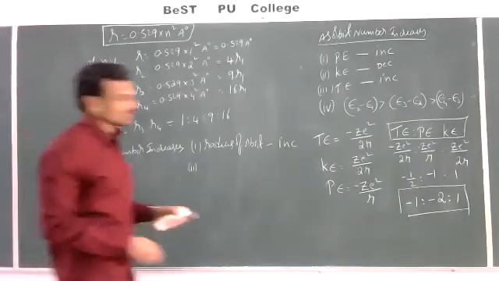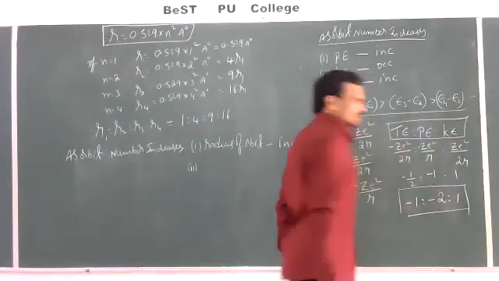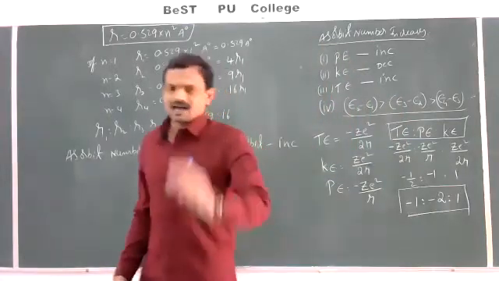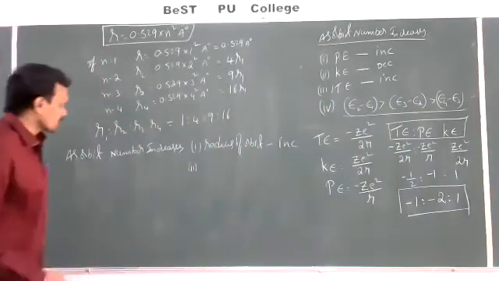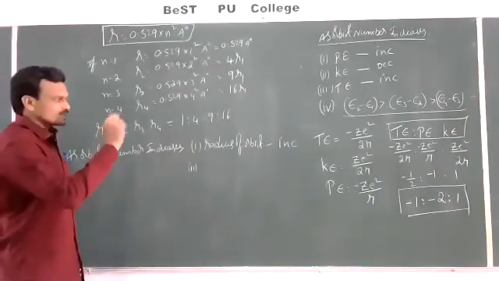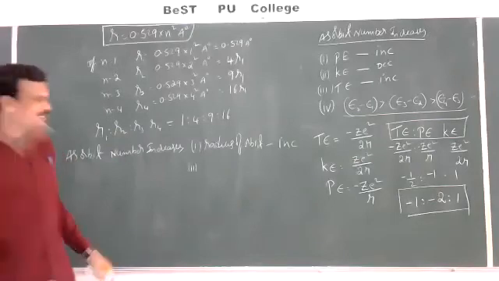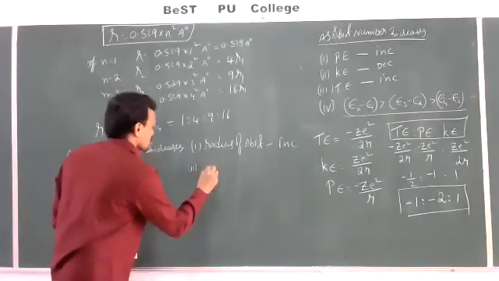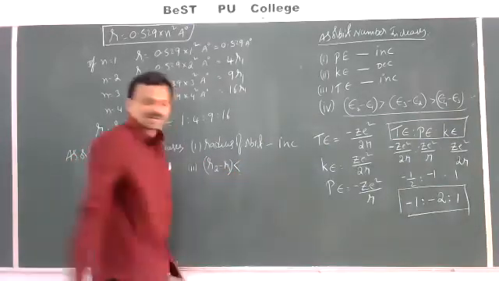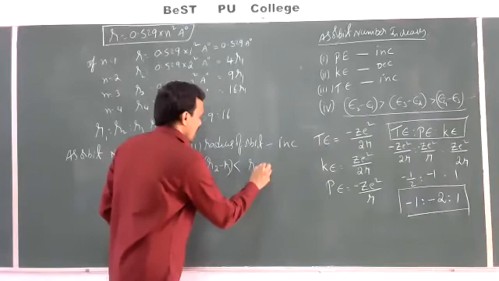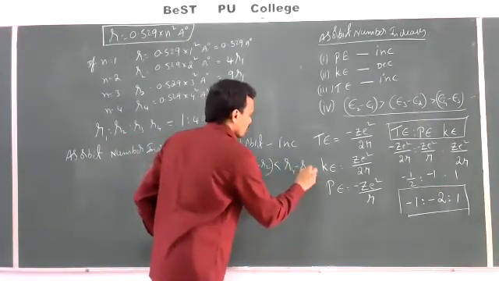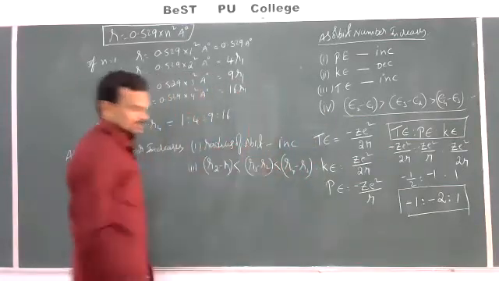So in case of energy, the energy difference between two successive orbits decreases as the orbit number increases. But in case of radius, with increasing orbit number, the difference between the radii of two successive orbits increases. See, R2 minus R1 is less than R3 minus R2, which is less than R4 minus R3, and so on.